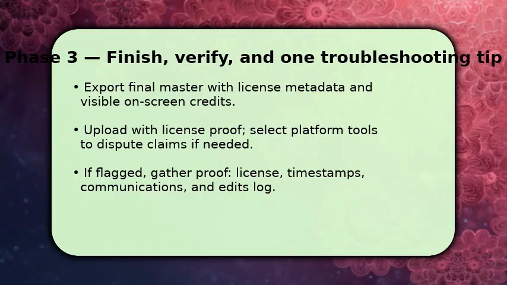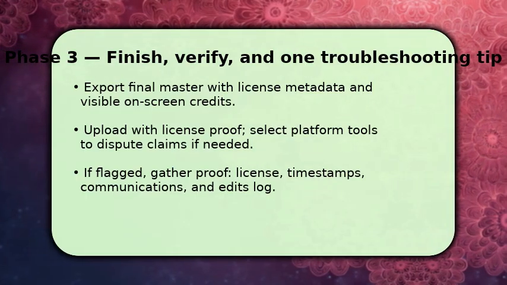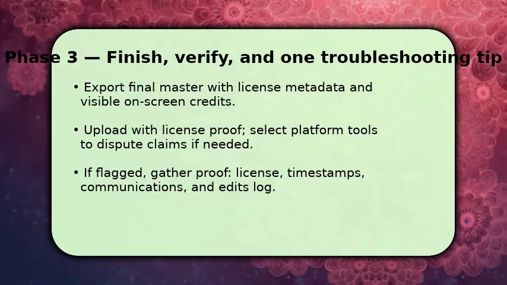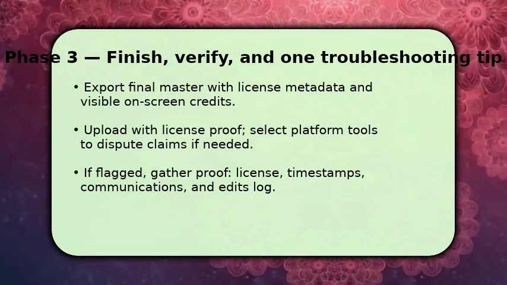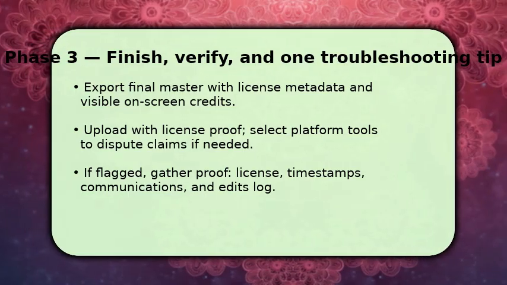If a takedown or claim appears, act fast. Gather your license, timestamps, edit logs, and any written permissions, then file a dispute citing exact terms. If things still go wrong, contact the licensor directly and escalate to the platform with documented evidence. This usually resolves most issues.